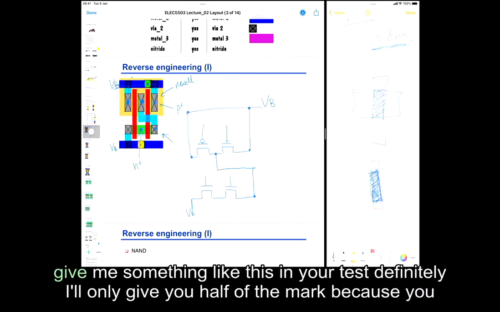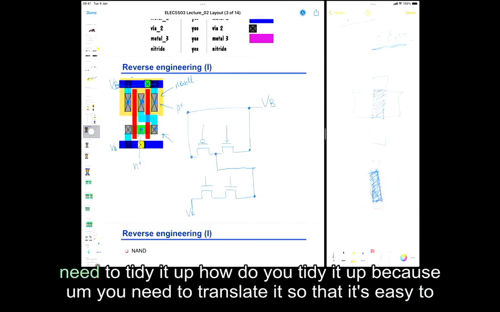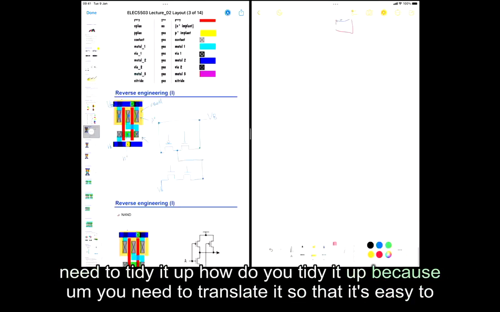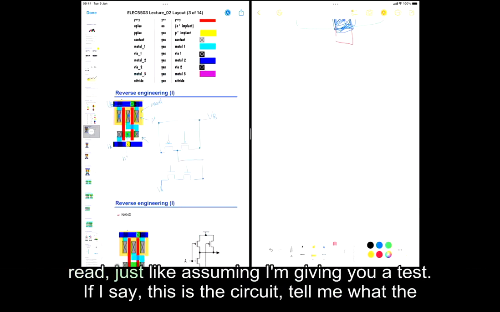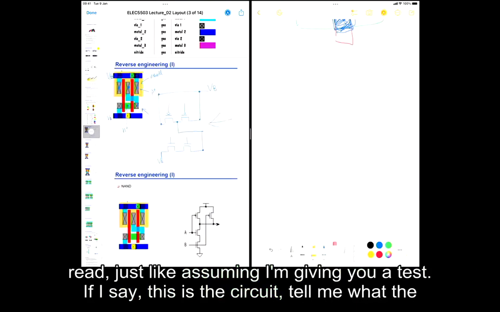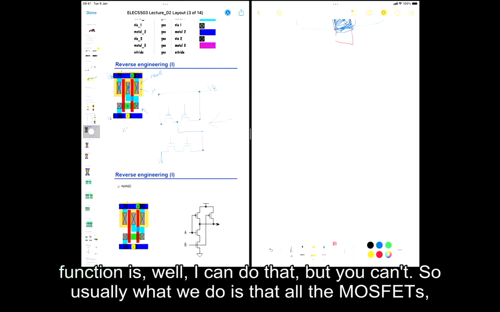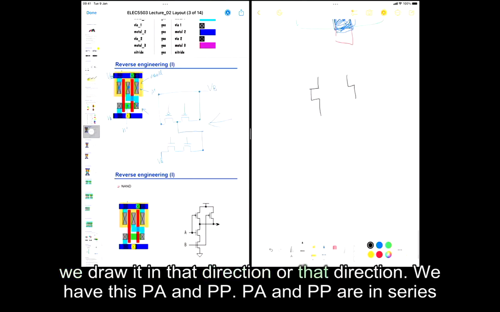Simple enough. But if you give me something like this in your test, definitely I'll only give you half of the marks because you need to tidy it up. How do you tidy it up? Because you need to translate it so that it's easy to read. Just like assuming I'm giving you a test. If I say, this is the circuit, tell me what the function is. Well, I can do that, but you can't. Okay. So usually what we do is that all the MOSFETs, we draw in that direction or that direction. Okay.